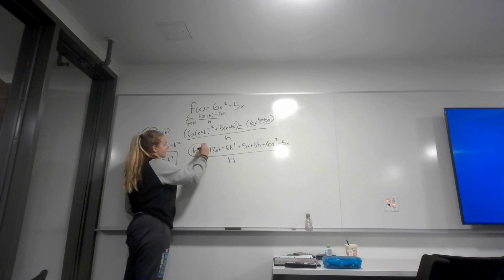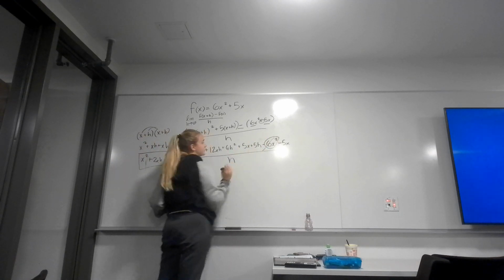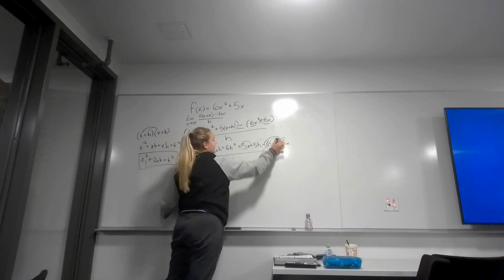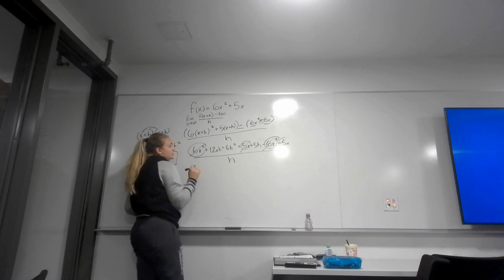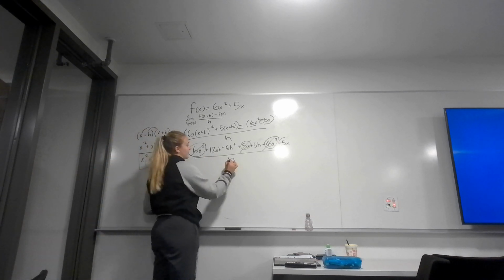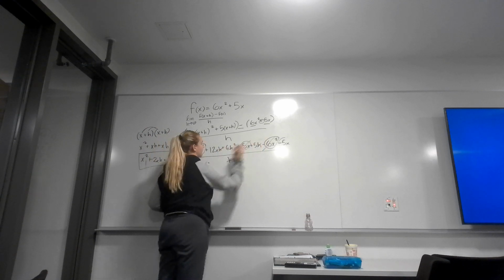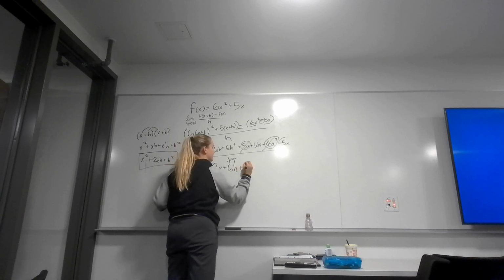You see this? That's 6x squared here, and this 6x squared. That's a positive and a negative, so we can cancel those out because they make 0. Same thing with this 5x and this 5x. Positive and negative make 0. We cancel those out too. Now all we're left with is 12xh plus 6h squared plus 5h. Since all of these have an h in it, we can go ahead and cancel the h with the h that's in the denominator. And now we have 12x plus 6h plus 5.